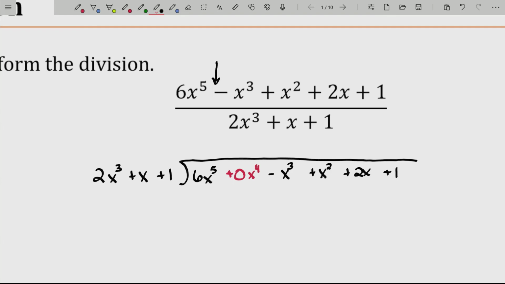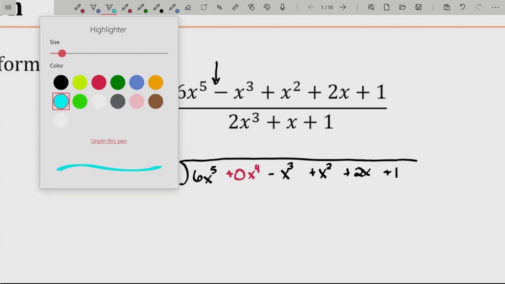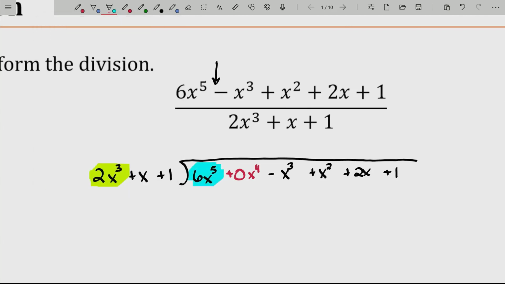Just like we did with arithmetic, we'll ask ourselves, how many times does that highlighted piece go into this? I don't really care about the x plus 1. I only care about the lead term of the divisor here. So 2x cubed goes into 6x to the 5th. If you need to see the arithmetic behind it, you could say, well, what's 6x to the 5th divided by 2x cubed? And you could easily see that's 3x squared. And so it goes in 3x squared times.